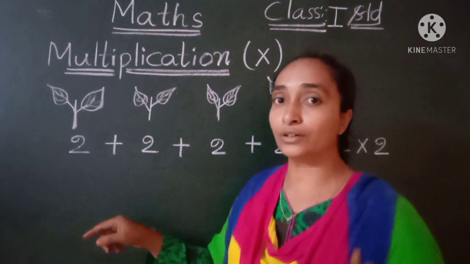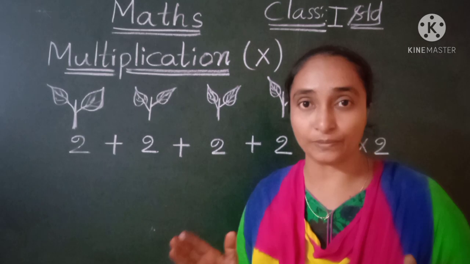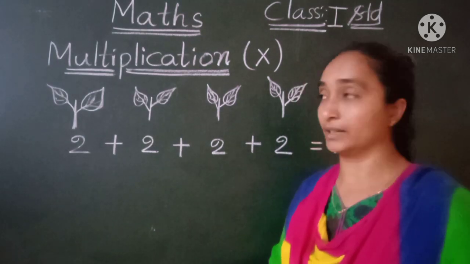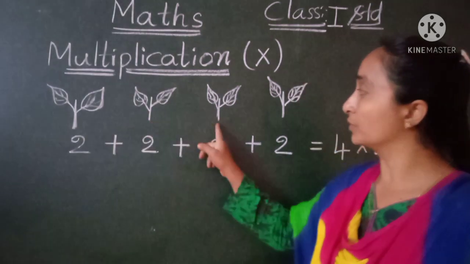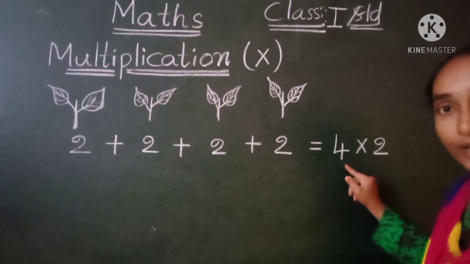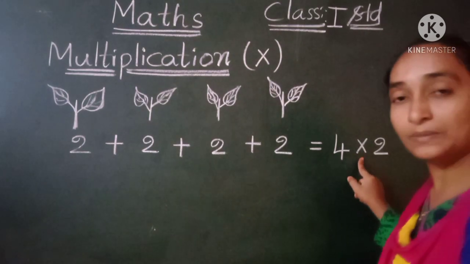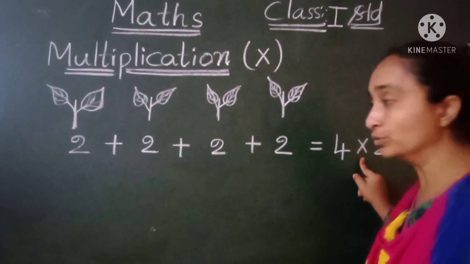Finally here we have the 4. So 4 groups. First we have to count the groups. How many groups are there? So 1, 2, 3, 4. So here we have written the 4.